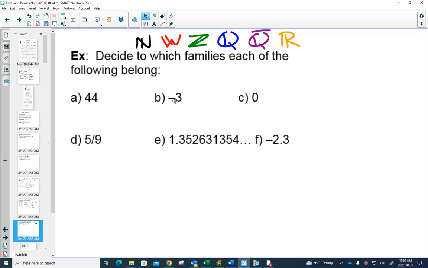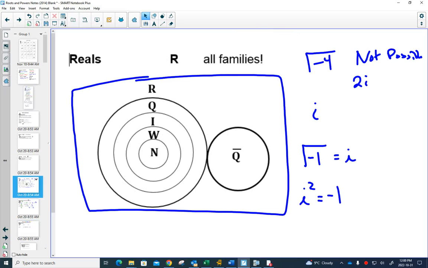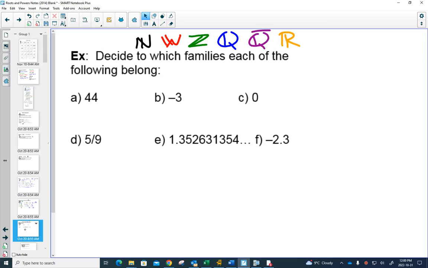What I find helpful for these, when you have to list all the families something belongs to, is finding the smallest one and then thinking about these circles. If the smallest one is N, then you will also have W, I, Q, and R. If the smallest one is integers, you will also have rationals and real numbers. So when figuring this one out, is 44 a natural number? Yes. So you would have natural numbers, whole numbers, integers, rational numbers, and real numbers for this one.